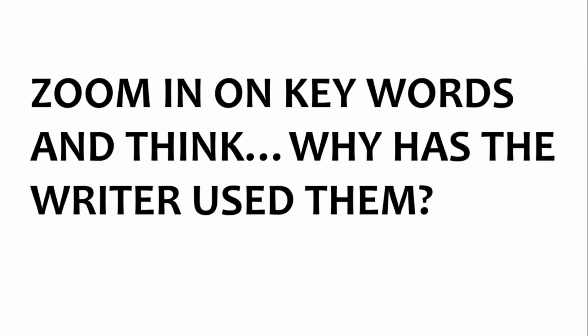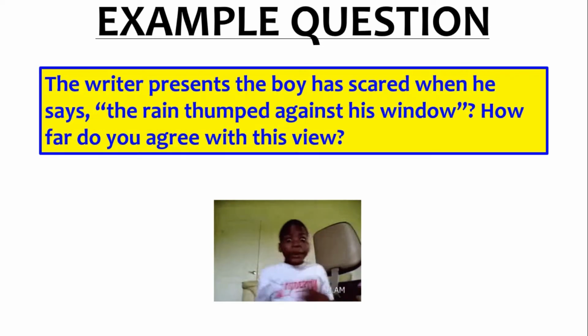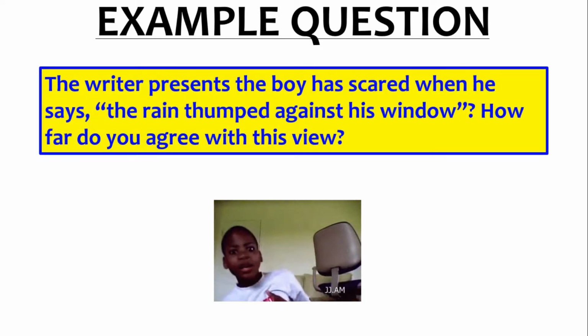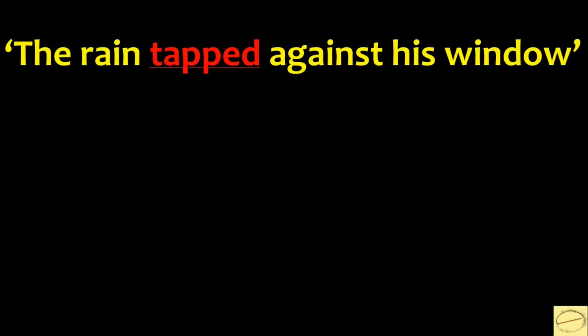So zoom in on key words and think, why has the writer used them? So let's look at an example question. The writer presents the boy as scared when he says, the rain thumped against his window. How far do you agree with this view? So it's asking for your opinion.